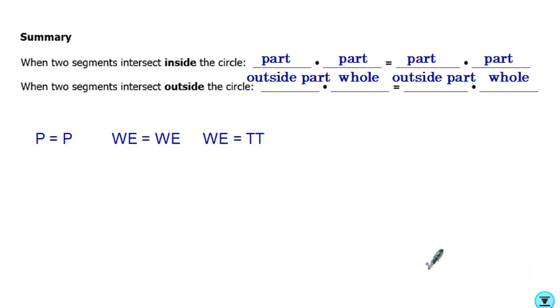So just to quickly summarize, if you have two segments intersecting inside the circle, that's going to be part times part equals part times part. If you have two segments outside the circle, it's basically the whole times the outside equals whole times the outside. Again, another way you can remember this is PP, wee wee, wet.